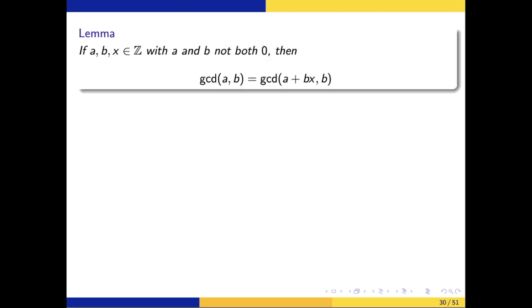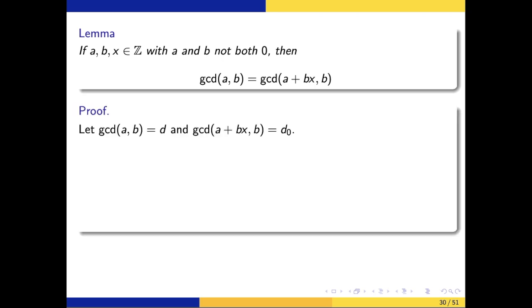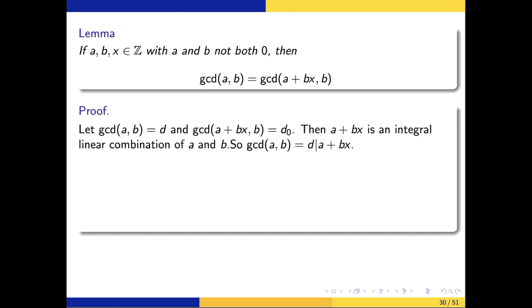Let a, b and x be integers with a and b not both 0. Then the GCD of a and b is equal to the GCD of a plus bx with b. This is a lemma that is true in general, and we will prove it now. Let the GCD of a and b equal d, and let the GCD of a plus bx comma b equal d naught. Then a plus bx is an integral linear combination of a and b. So d, which is the GCD of a and b, divides a plus bx.